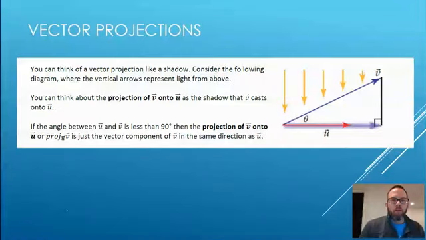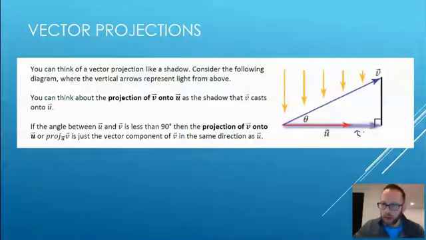So what a vector projection is, you can think of it like a shadow. In this diagram here, you have two vectors, u and v, and think of a light source coming down from above. The projection of v onto u is like the shadow that v would project onto the surface that contains u. I think the diagram here does a really good job of that. So the projection of v onto u is this kind of shadow right here.